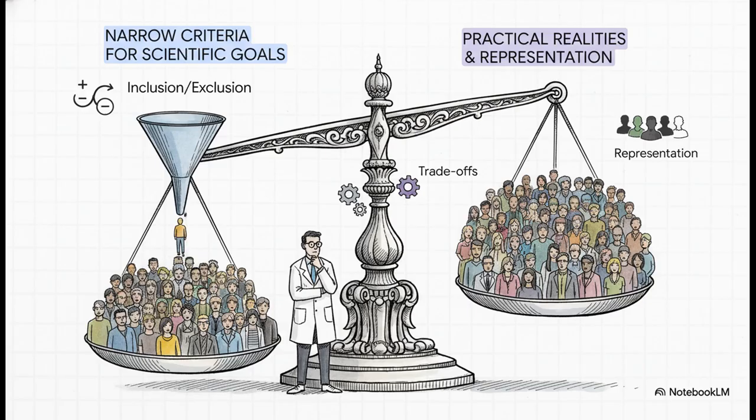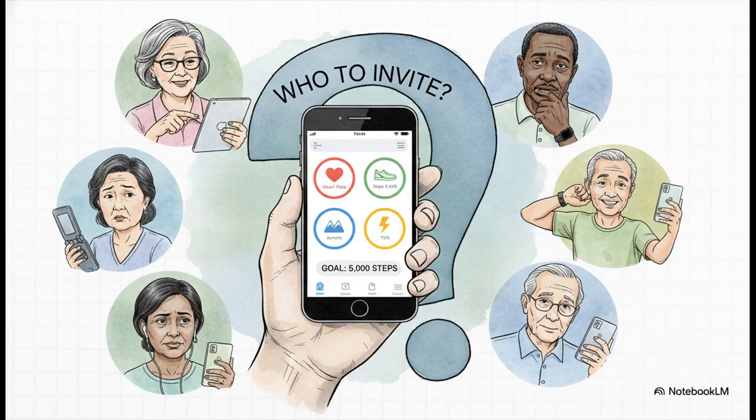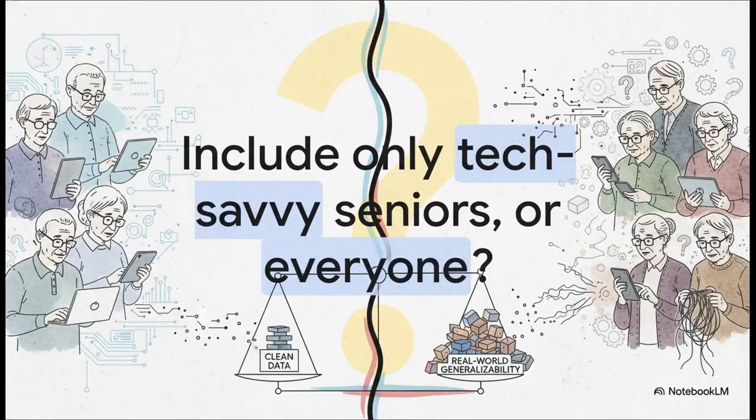While also being fair, making sure you include a diverse range of participants. Let's try to make this a little more concrete. Imagine a team wants to test out a brand new fitness app, and it's designed specifically for people over 65. First, they have to decide exactly who to invite into their study. And here's where it gets tricky.